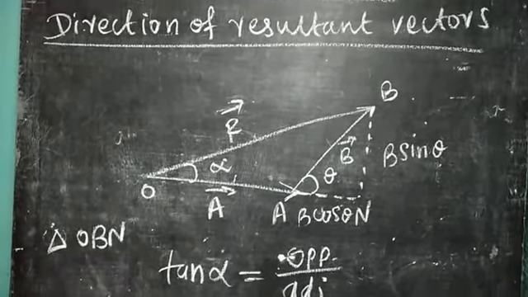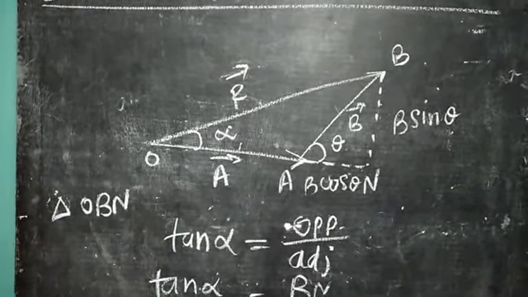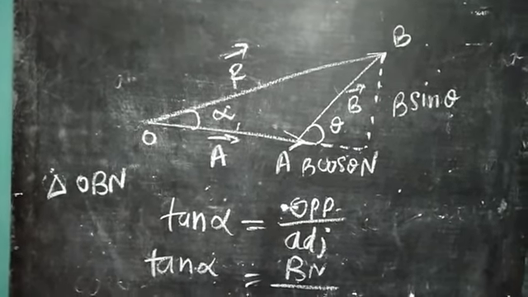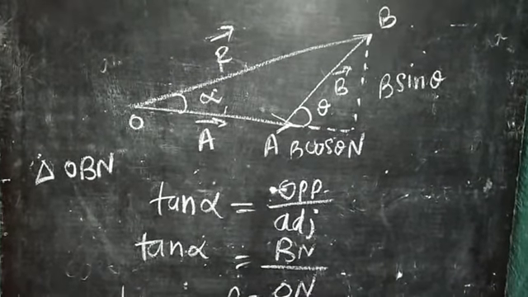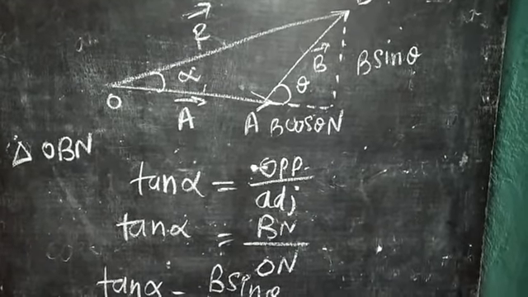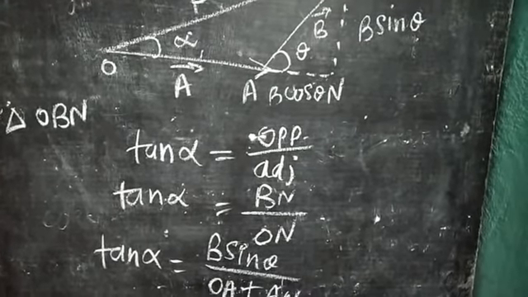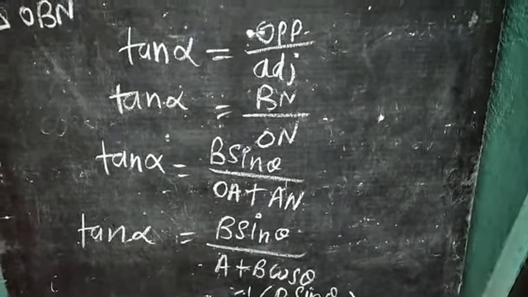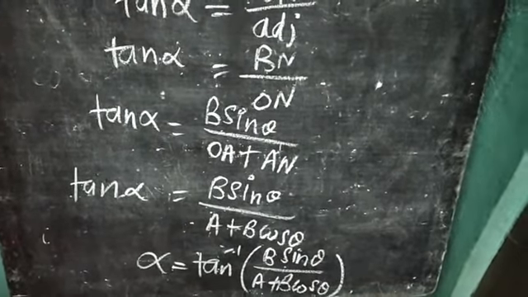Direction of the resultant vector. From the diagram, in triangle OPN, tan alpha equals opposite side by adjacent side. So tan alpha equals opposite side BN by adjacent side ON. BN equals B sin theta, ON equals OA plus AN, where OA equals A vector and AN equals B cos theta. So tan alpha equals B sin theta by A plus B cos theta. So alpha equals tan inverse of B sin theta by A plus B cos theta.